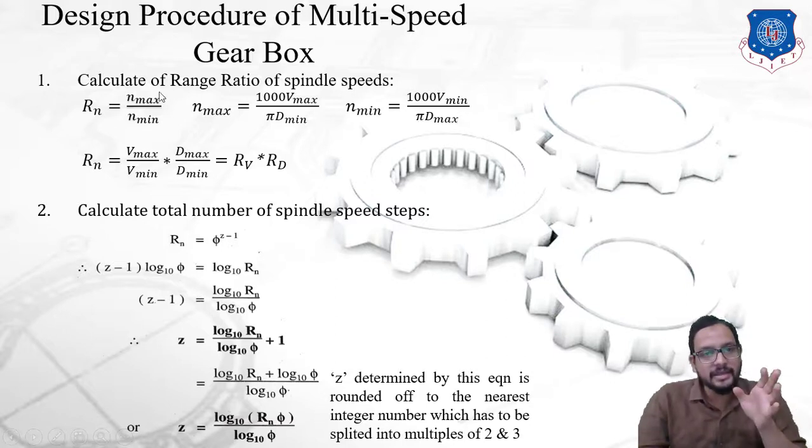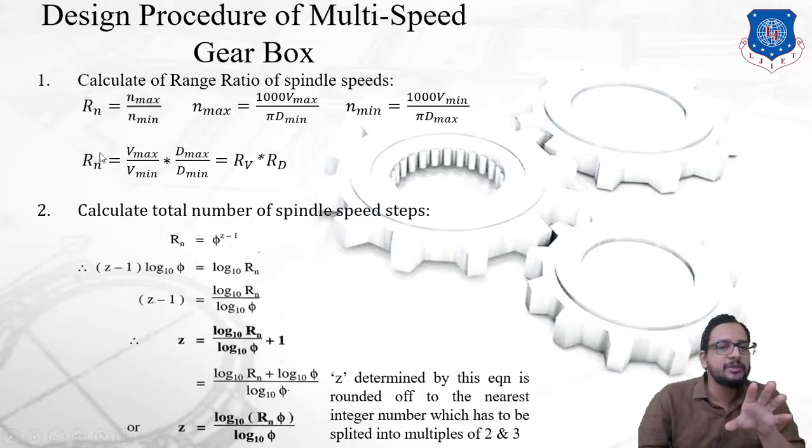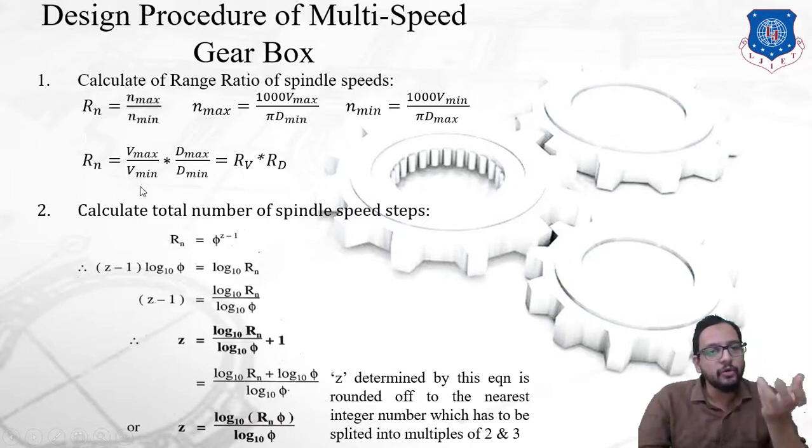In the usual case, n max and n minimum will always be given in the data, so you directly have to find Rn, the range ratio. Rn can be found by using this equation. Now if we substitute these values of n minimum and n maximum in this equation, we get Rn equal to V max upon V min into D max upon D min. Now can I say that V max upon V min is a ratio? Which ratio is it? It indicates the range of cutting speed.